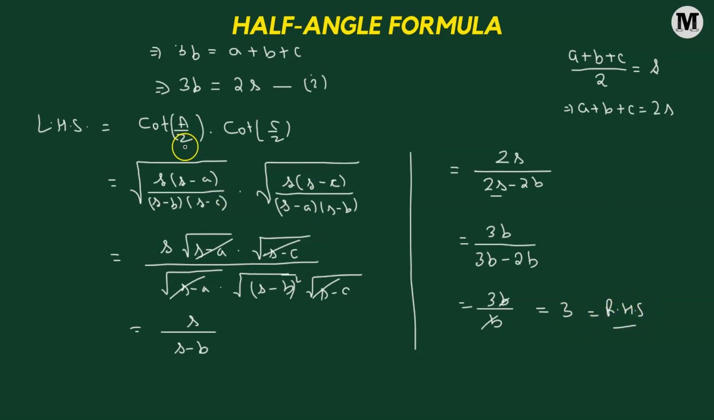So we have successfully shown that cotangent of A over 2 multiplied by cotangent of C over 2, the product, equals 3, provided A, B, C are in AP.